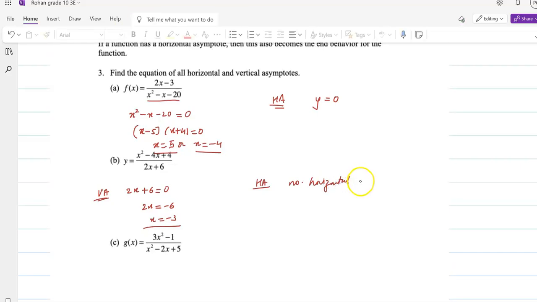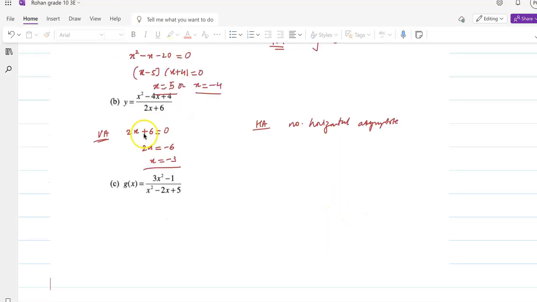I've heard that word, oblique. Just graph it, you'll come to know. When the power in the numerator is greater than that of the denominator, that's an oblique asymptote. Now to find the oblique asymptote, you do long division. We did this to change the form, but that is also used to find the oblique asymptote.